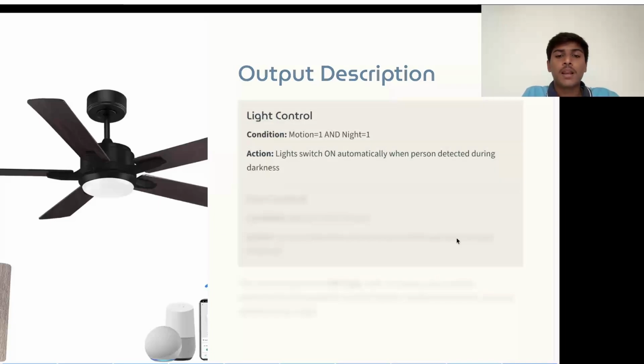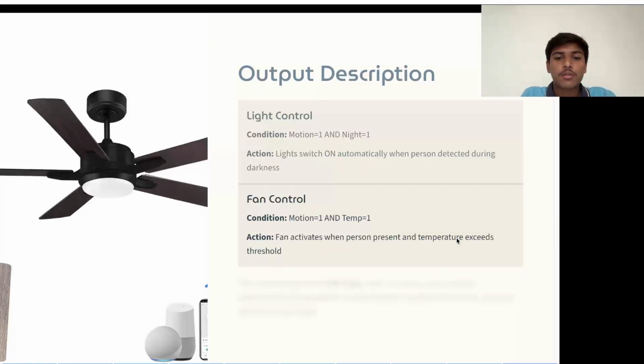Next, output description. Light controls. In the light controls sensor, there are two conditions: motion is equal to 1 and night is equal to 1. This is our condition. Action: lights switch on automatically when a person is detected during darkness. In darkness, the night sensor, the LDR sensor, gives output 1, which means it is night or dark. And when a person is detected by the motion sensor, it gives output 1. When both conditions are 1, the lights will switch on automatically.